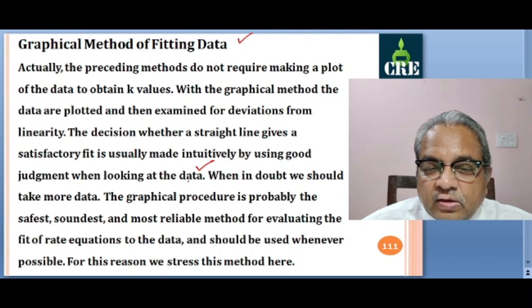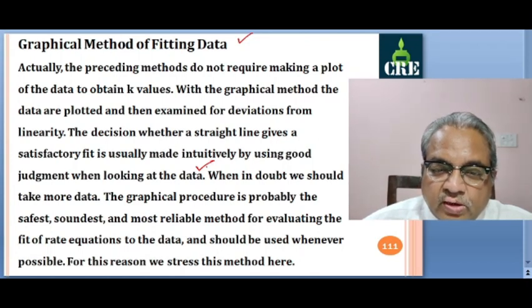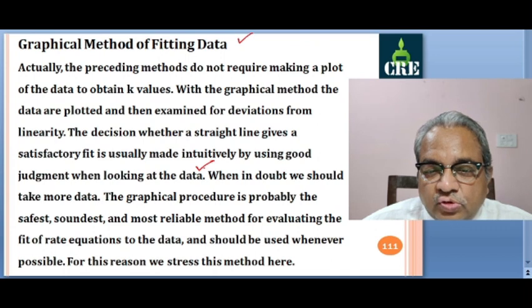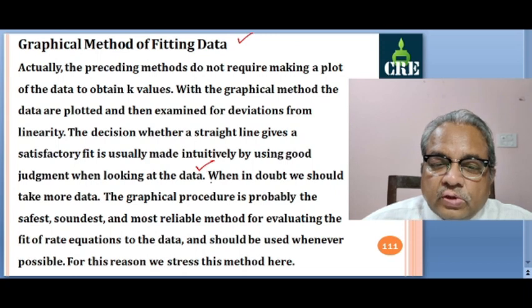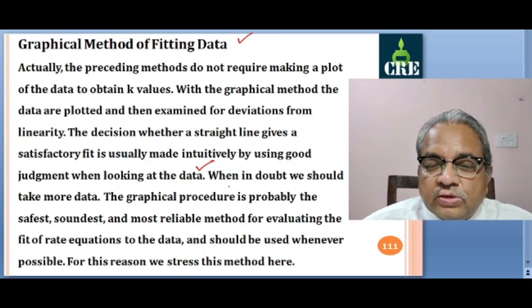putting the line on the maximum possible number of points, and the scatter should be almost similar on both the sides of the line. So that means plus and minus error is equally distributed on both the sides. When in doubt, we should take more data.